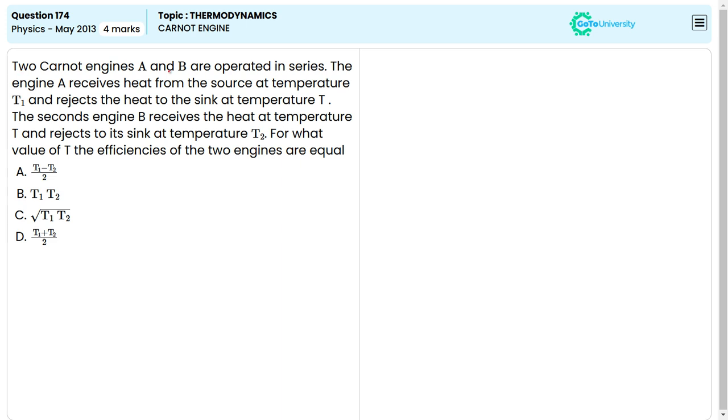Two Carnot engines A and B are operated in series. The engine A receives heat from the source at a temperature T1 and rejects the heat to the sink at a temperature T. The second engine B receives the heat at a temperature T and rejects to its sink at a temperature T2. For what value of T are the efficiencies of the two engines equal?